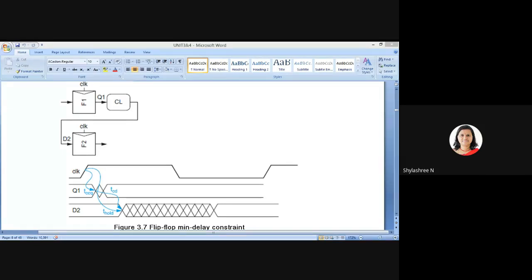One is TC should be greater than or equal to TPD plus TPCQ plus T setup. Or TPD should be less than or equal to TC minus sequencing overhead. That's what we discussed in the last class. But here we are not going to write two equations. We are writing only one equation because we are only redesigning the combinational logic. So what is the equation expected over here?